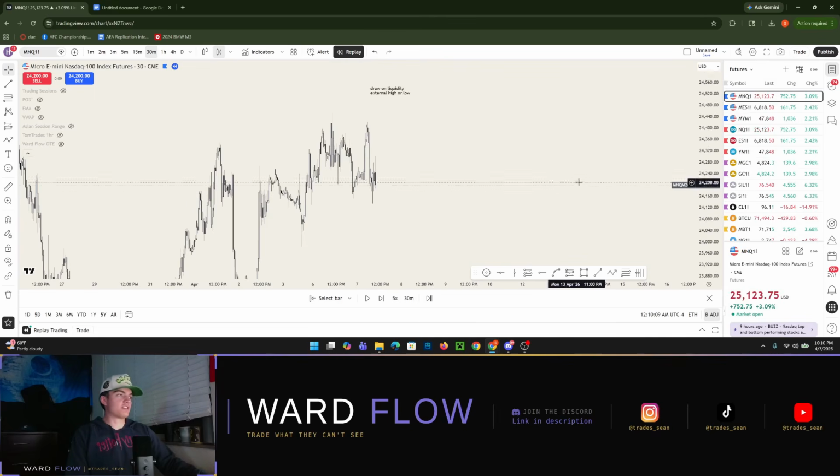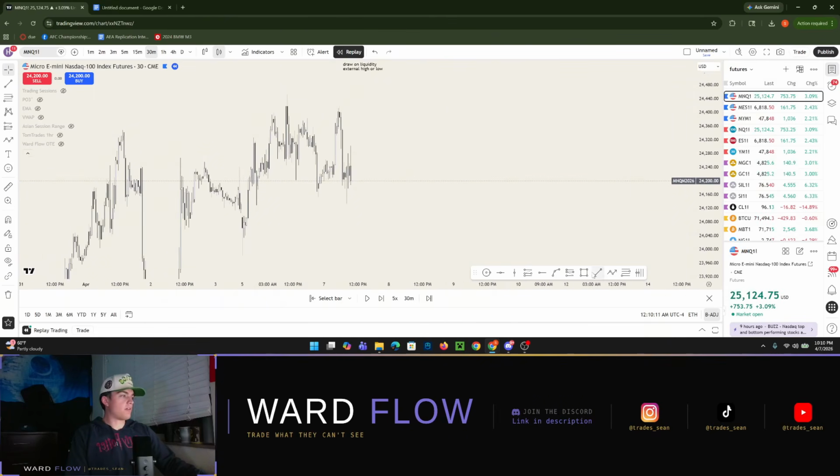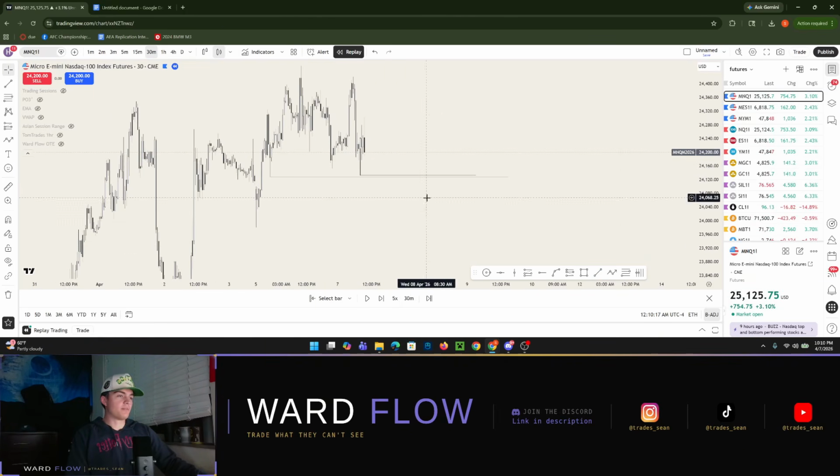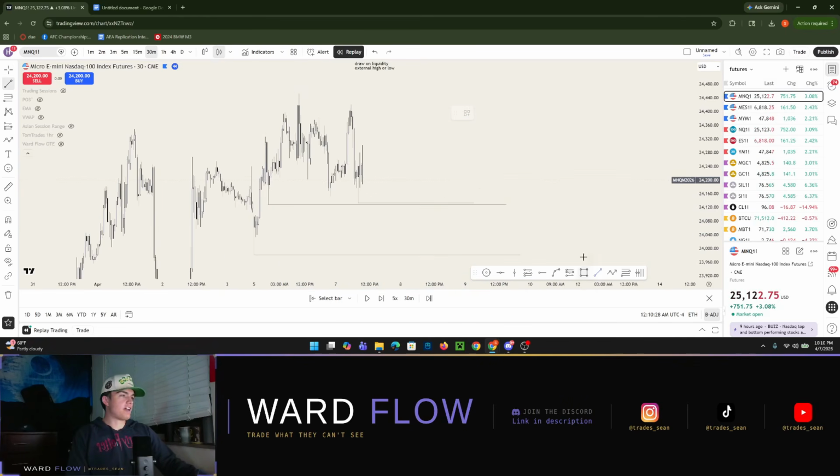Looking at this chart, we can already see multiple draws on liquidity here. And I'll mark them out for you for examples. Right here, we have an external low over here, and then even another external low over here. And then looking on the other side, we have an internal high, and then an external high up here, right?